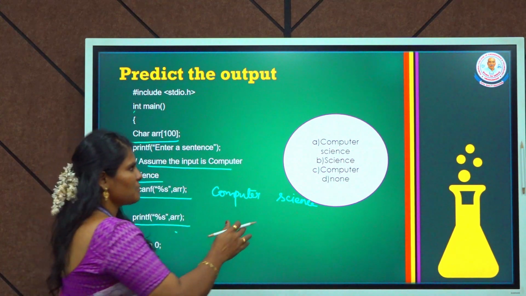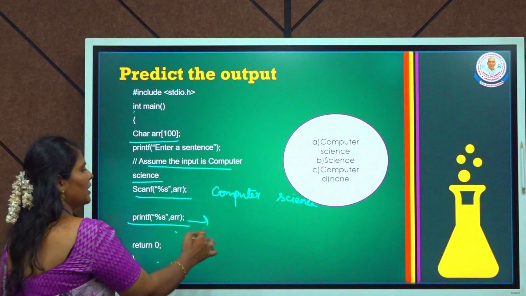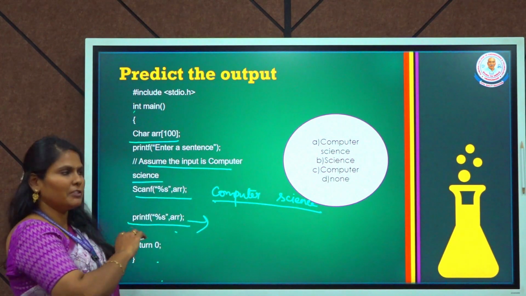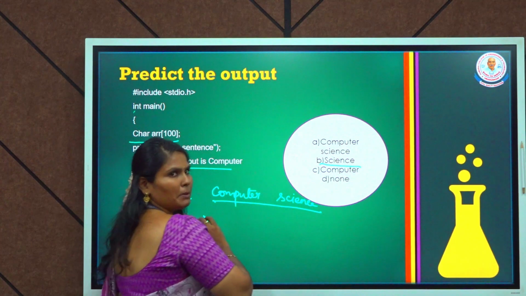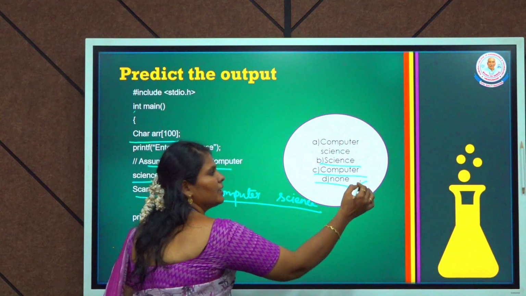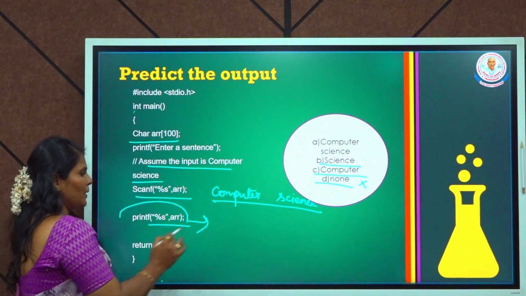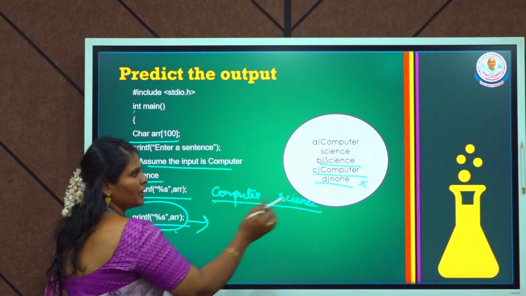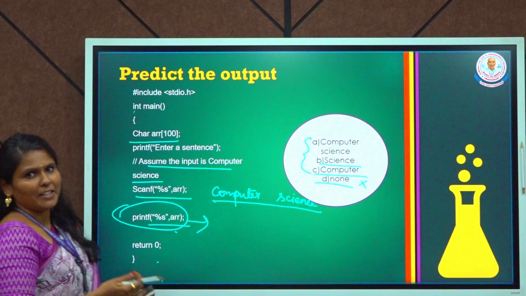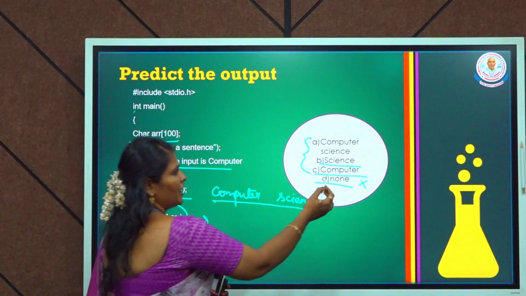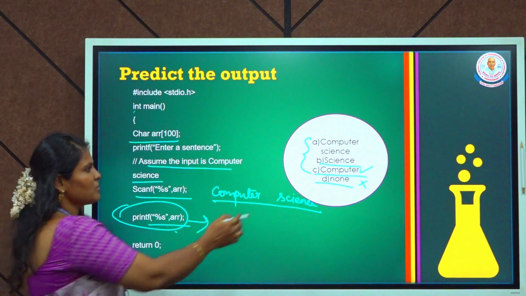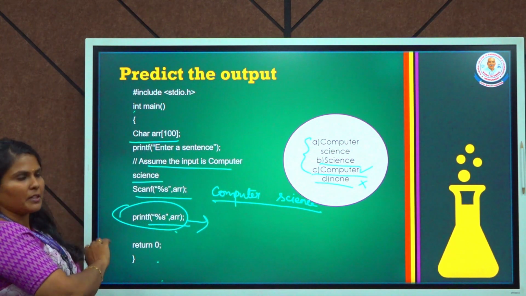Any guesses? What may be the output it will print here? The options are: computer science, that is whatever the user entered, will be printed; or only science; or only computer; or nothing will be printed. Option D is not possible, since we have printed something, so surely it is going to print something. What may be the answer from these three options? Any guesses? The answer is computer only. The correct answer, option C, is the correct answer for the code snippet. Why?